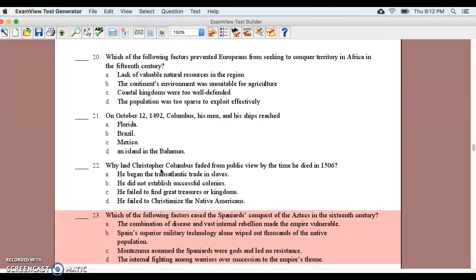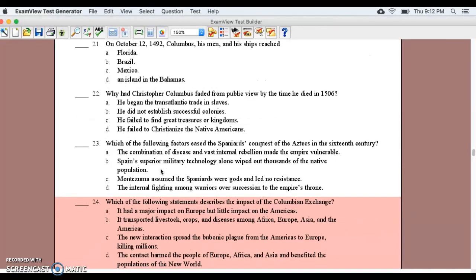But there's the big D word, and I know you guys know what that is. A lot of you guys had to read that book. What is it? Jared Diamond, right? Guns, Germs, and Steel, something like that. Which of the following statements describes the impact of the Columbian Exchange?